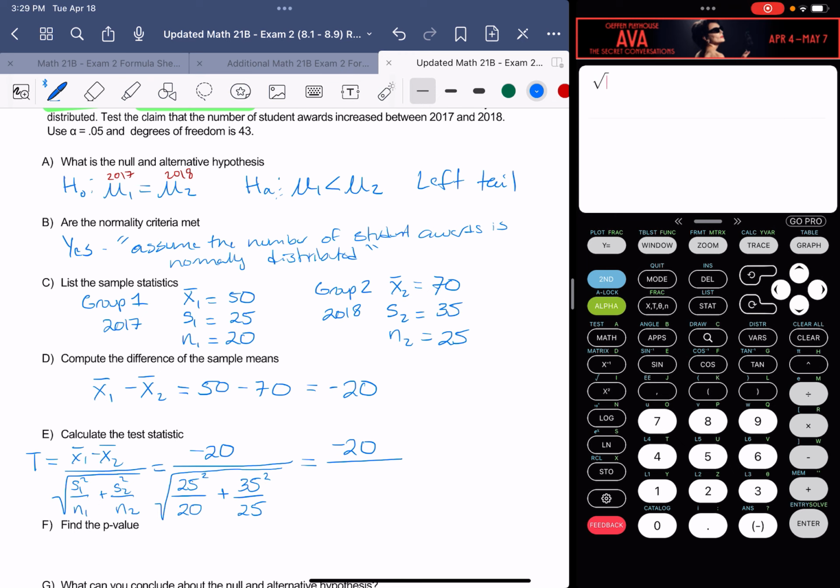Plug this into my calculator. Actually, I'll just do it as is. Negative 20 divided by 8.958. I get negative 2.233.